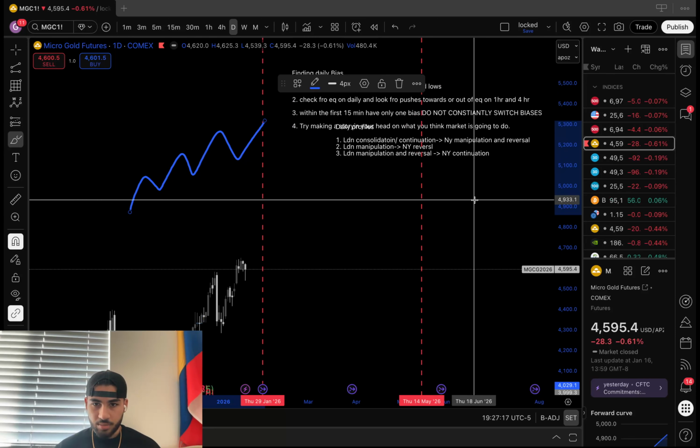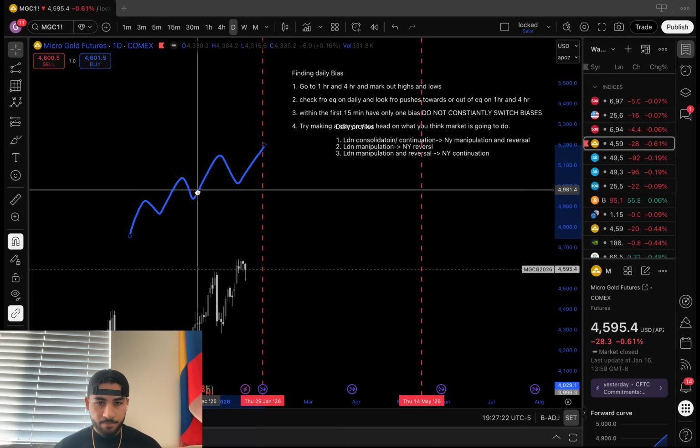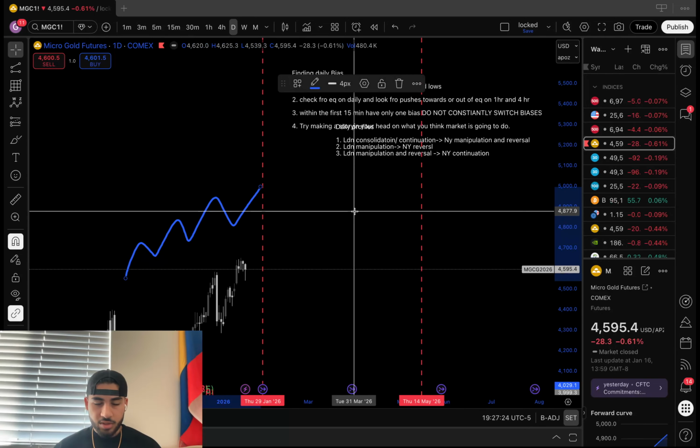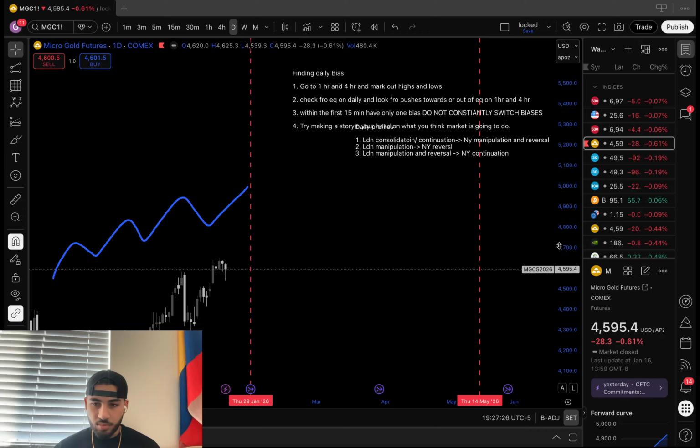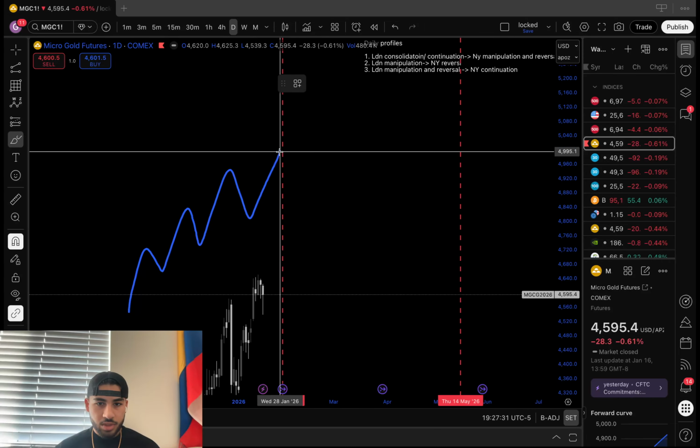Solid drawing, actually, I like that. Oh, it's too high up though. Right there. This is Asia, by the way. London, we come in, we don't do anything, we just go sideways.